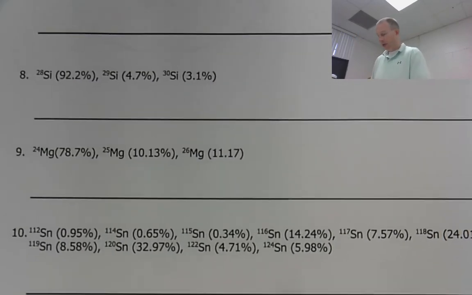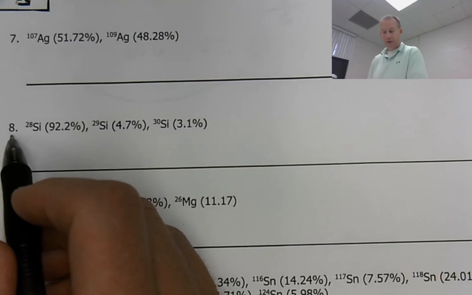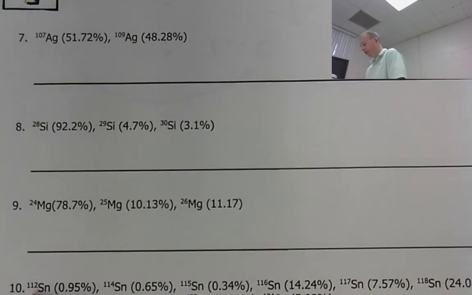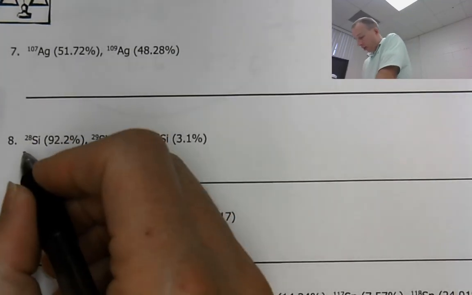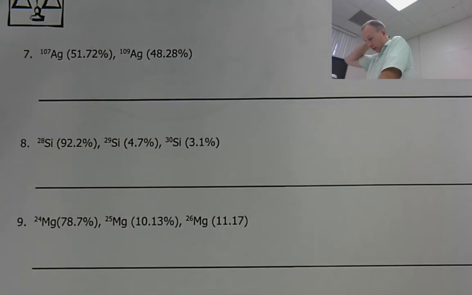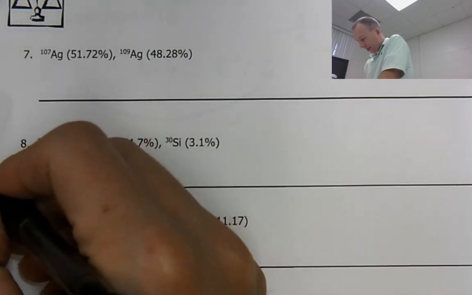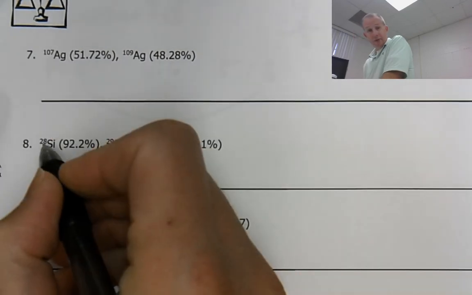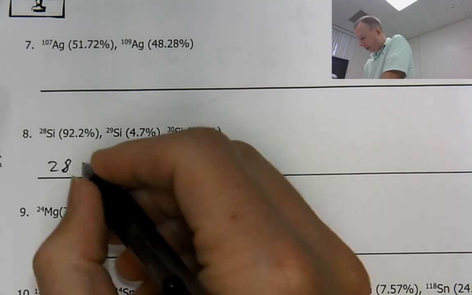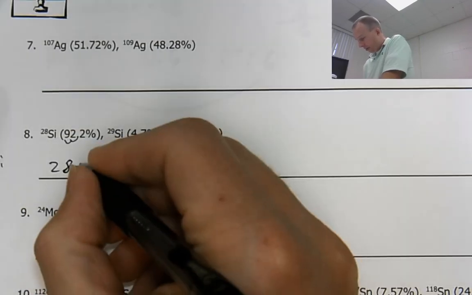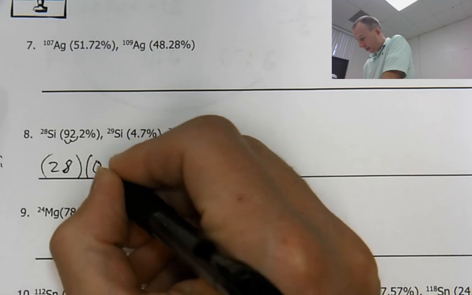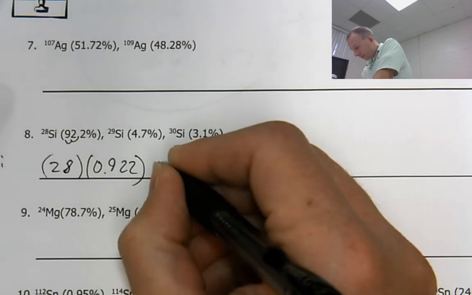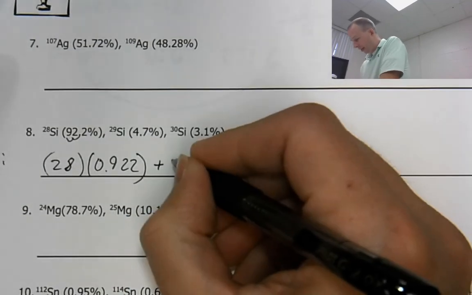Now, I'm also going to do number 8 here, just something a little bit more complicated, where you have 3 of them, because it's the exact same process, but it can't hurt to do another example. So, next example, we've got silicon, Si. We're going to do 28 because we have a mass number of 28 first, and then we move the decimal over 2 spots. So we multiply that by 0.922, and add it to the next one. So we've got silicon 29.